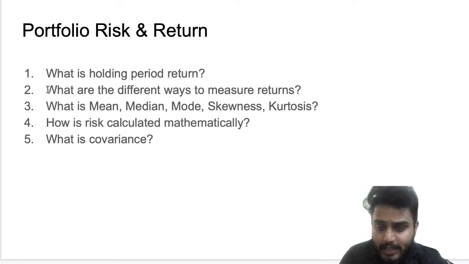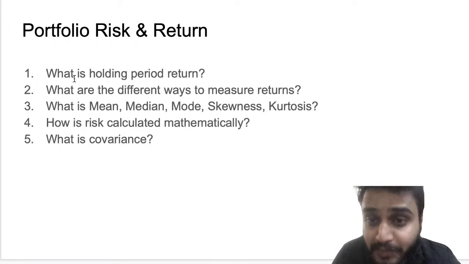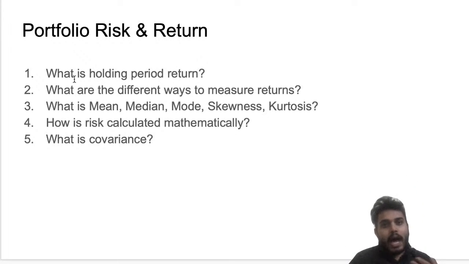So these are the basic questions which I have listed down for today. It's going to be a small video, but it's going to be interesting. First of all, whatever we were discussing yesterday, that you have to invest in multiple asset classes to diversify things, and there's a certain risk associated with each type of asset class. So how do we quantify that, how do we understand the returns and the risks? Let's get into it. So the first question is, what is the holding period return?